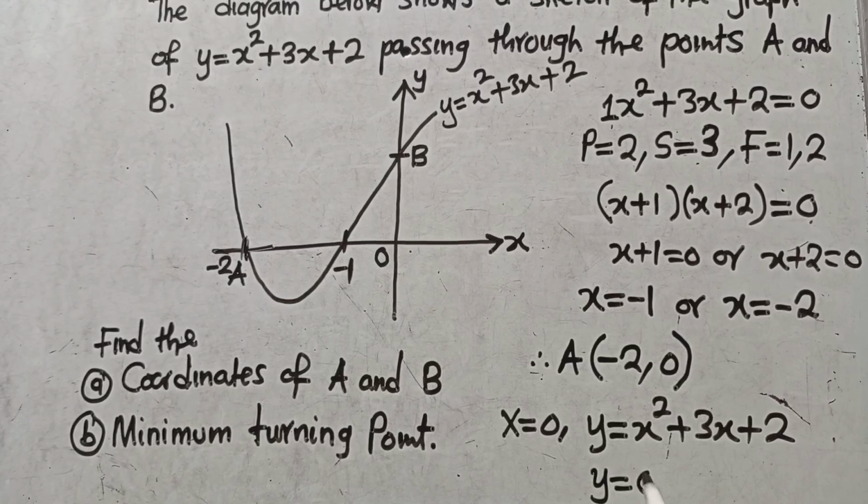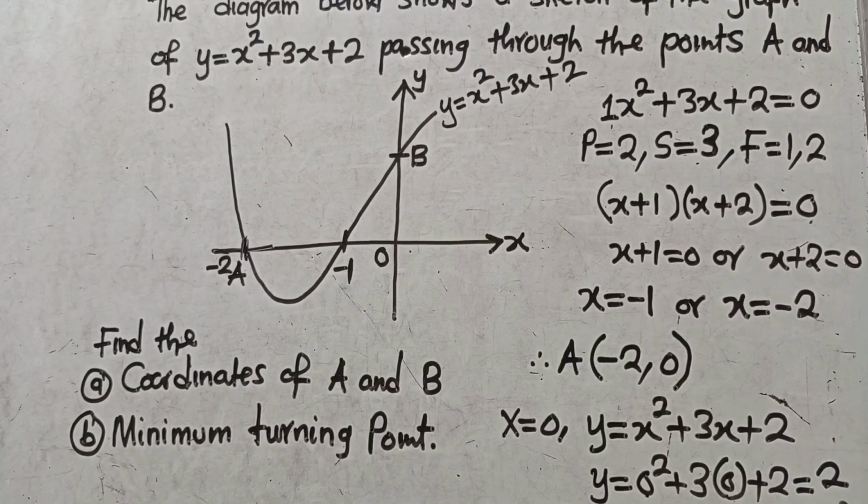y is equal to 0 squared plus 3 multiplied by 0 plus 2. What answer are you going to get? You are just going to get a 2 as your answer. 2 will be your answer.